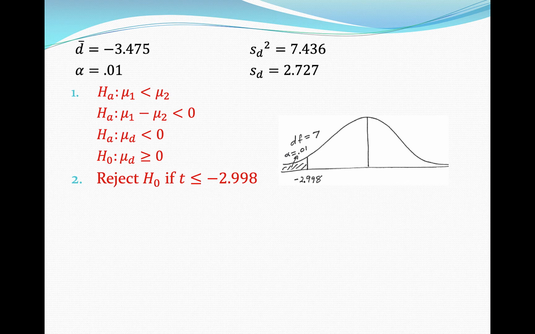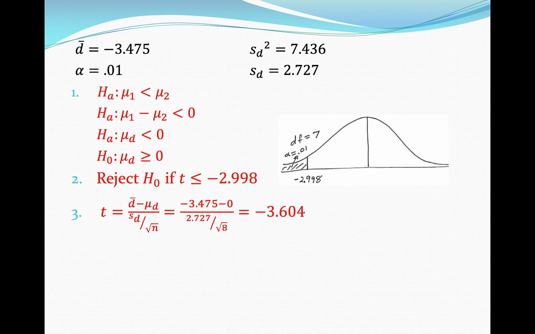Step 3 is our test statistic. So our test statistic, of course, is a t. We've already talked about that. Our test statistic for dependent samples is going to be d bar minus mu sub d over the standard error, which is s sub d over square root of n. So really it's just plug and chug here. We plug in our values. D bar is negative 3.475. You were given that value. Mu sub d. Remember what we plug in for the parameter? It's the same as before.